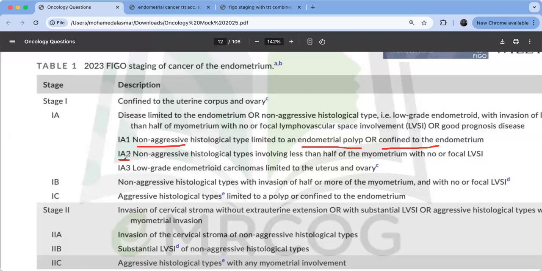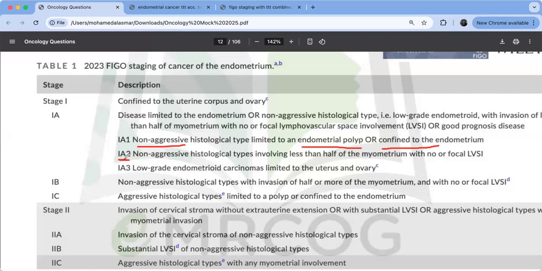Okay? And of course, no or focal lymphovascular invasion. What is lymphovascular invasion? It's the invasion of the tumor to the nearby lymph vessels and capillaries. We consider it no when there is no lymphovascular invasion at all. Focal means that less than 5 small vessels are involved, or it is significant or substantial lymphovascular invasion if more than 5 vessels are involved.